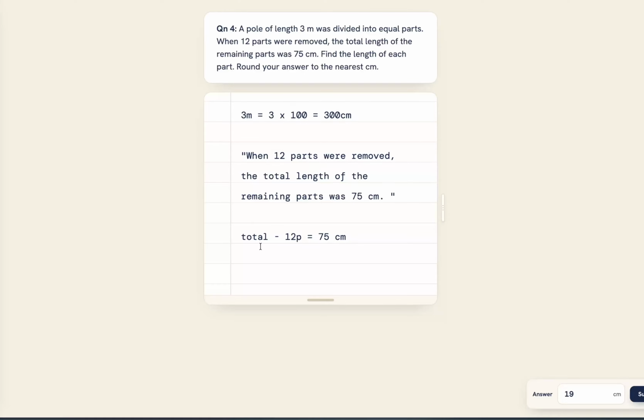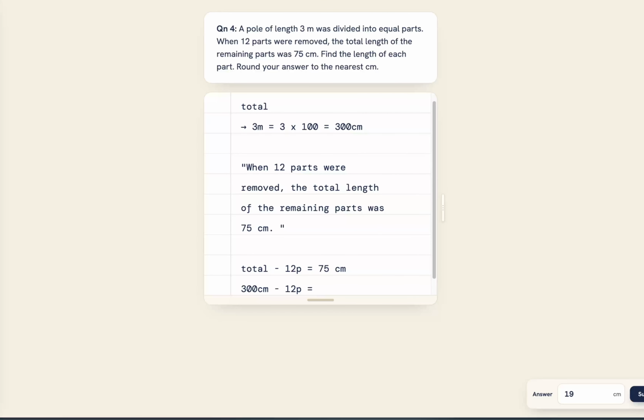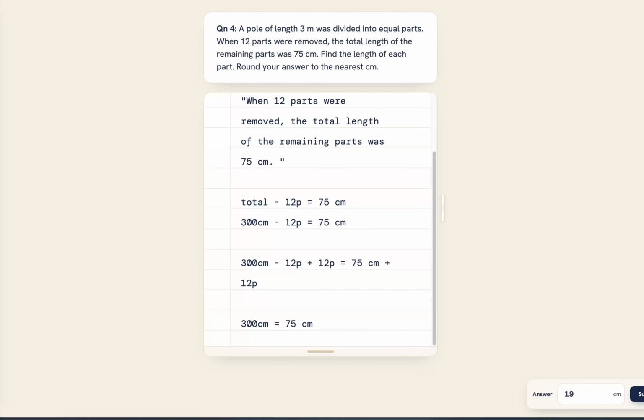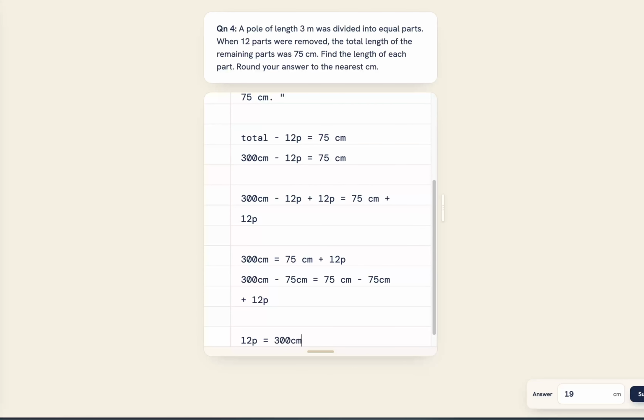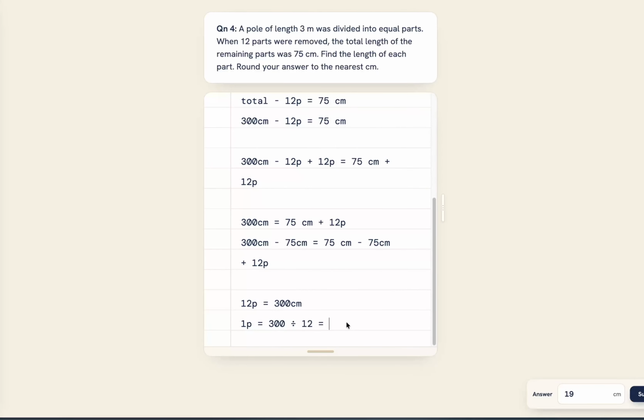Do we know the total in this case? Yes, we do. The total here is 300. So the total is 300 centimeters minus 12 parts equal to 75 centimeters. So we can just add 12 parts on each side. This will be 75 centimeters plus 12 parts. Then from here, we can just minus the 75 centimeters on each side. And this will give us 12 parts equal to 300 centimeters. So 1 part will then be equal to 300 divided by 12. Sorry, we didn't minus 75 centimeters in this case. So this will be 225 instead of 300. So 225 divided by 12 will give us 18.75.